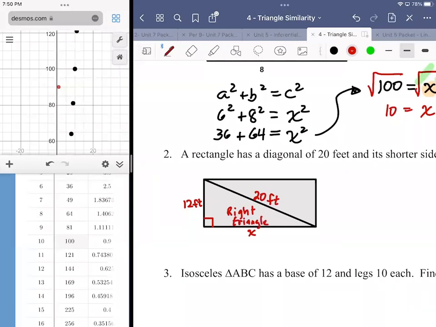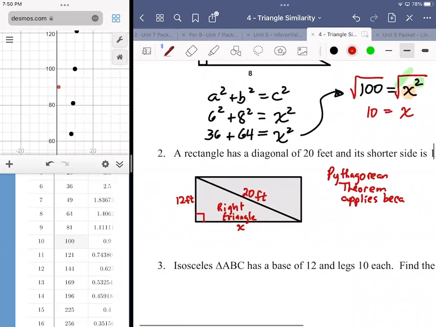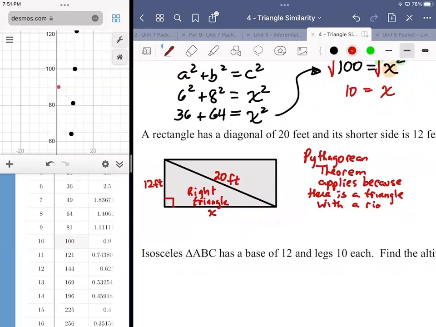So the Pythagorean theorem applies. Pythagorean, no, Gory theorem applies because there is a triangle with a right angle. I'll write the word out. All right, Pythagorean theorem applies because there's a triangle with the right angle.